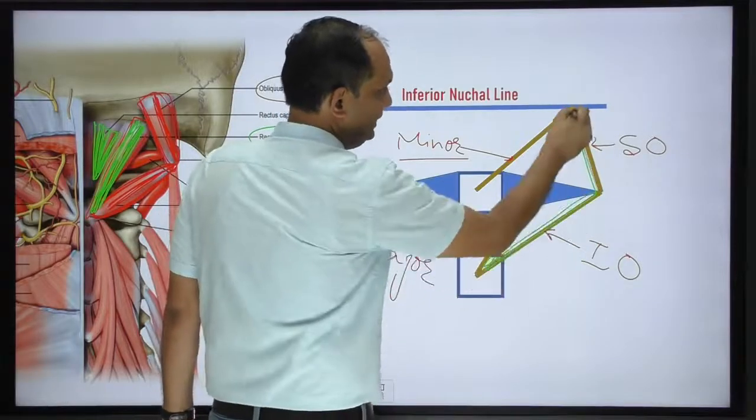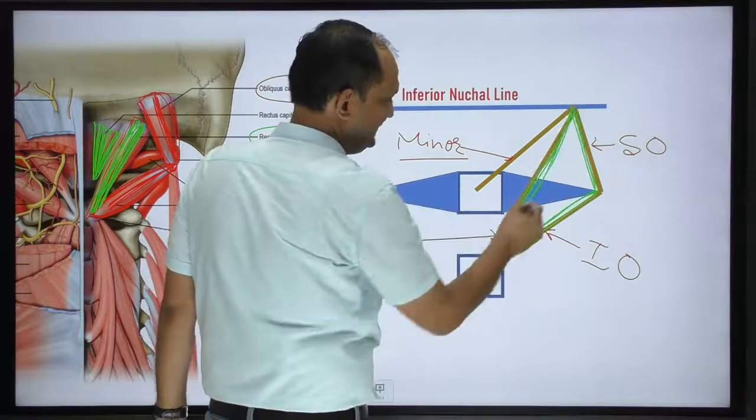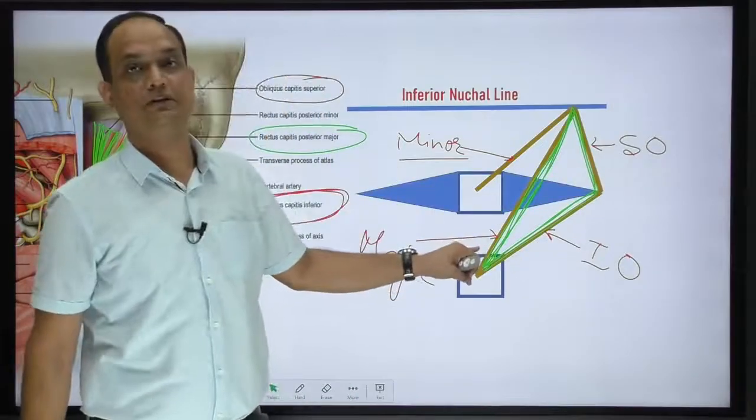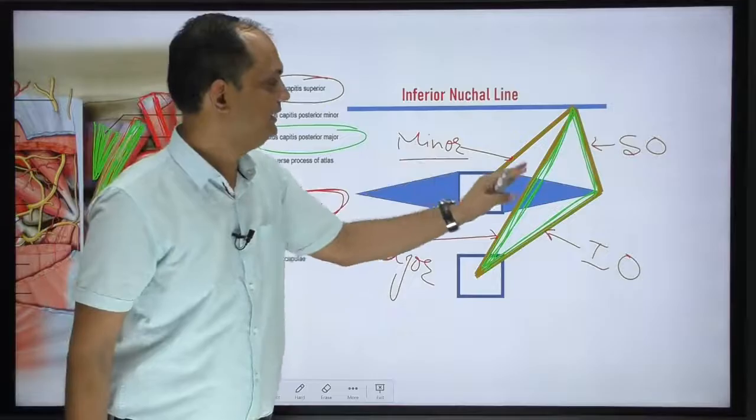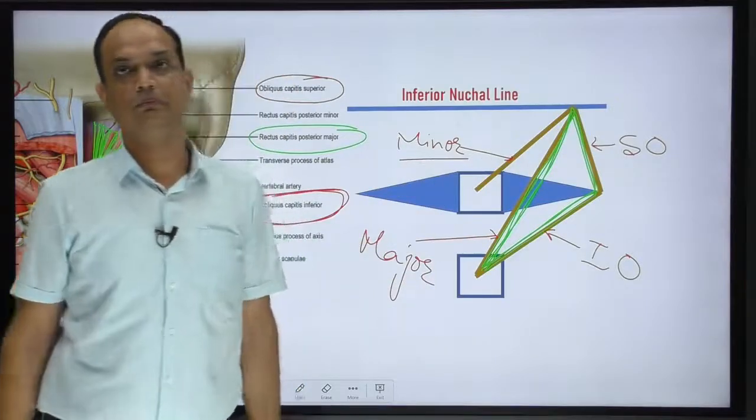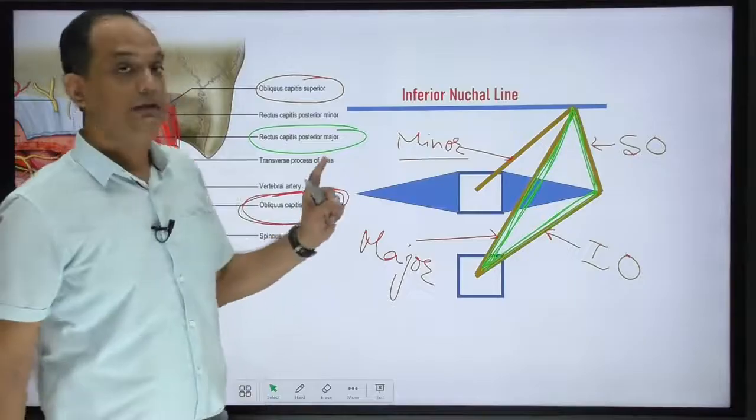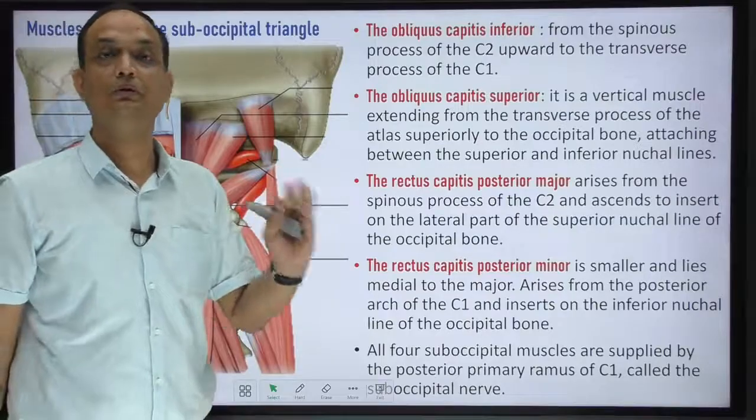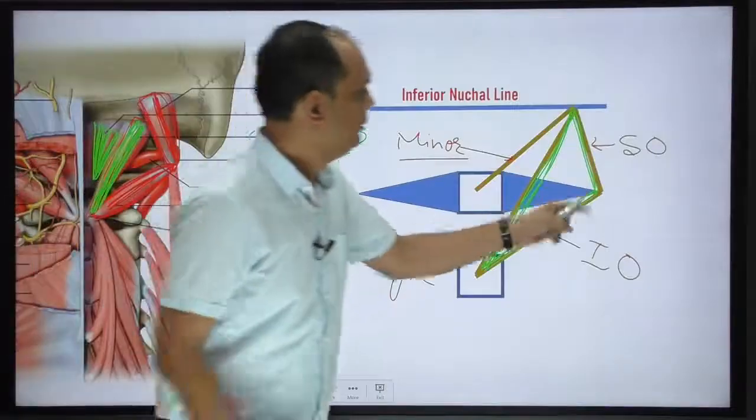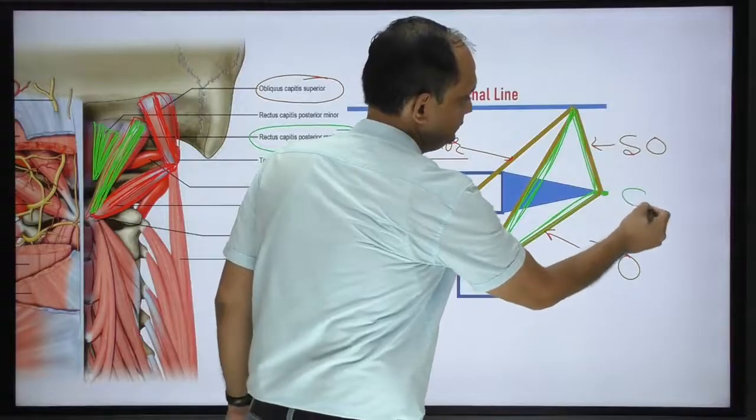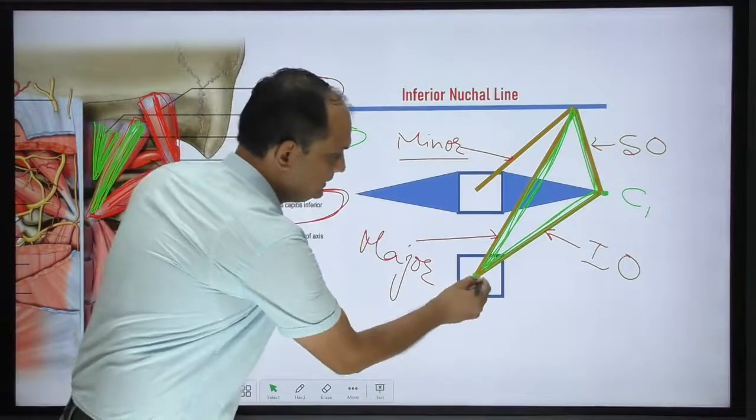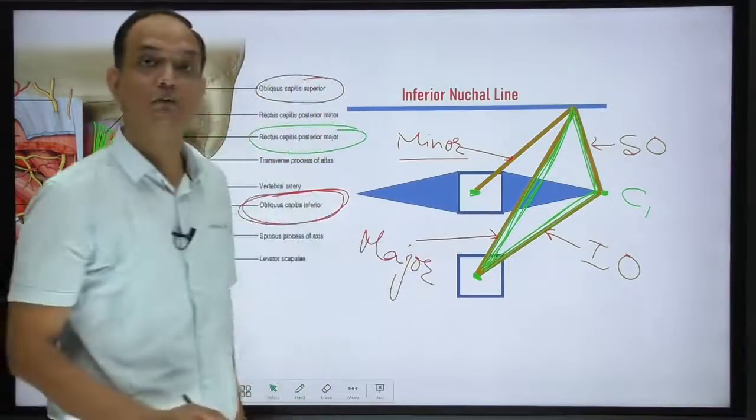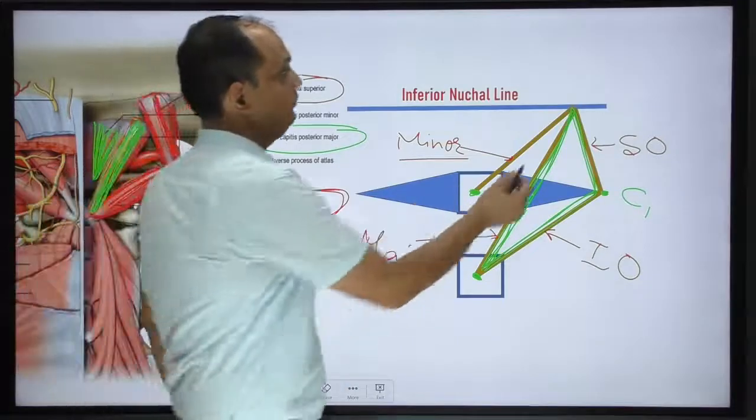Inside the triangle, which muscles are mainly contributing? Superior oblique, inferior oblique and rectus capitis major. Not the minor, but we are considering it as a support of the medial boundary. Okay. Now remembering the muscle attachments has become very easy. Why? Because now you have the bony landmark orientation. This point is the transverse process of C1. This point is the spinous process of C2. This point is the spinous process of C1.